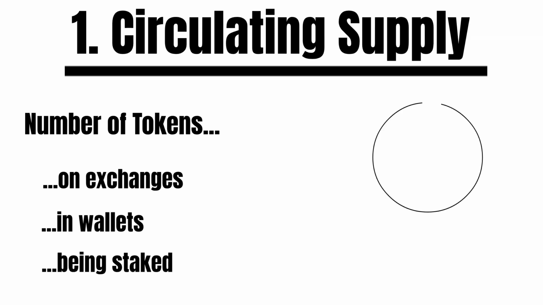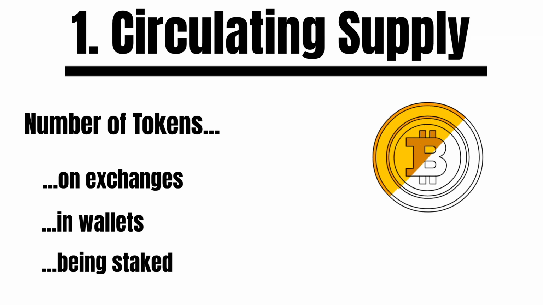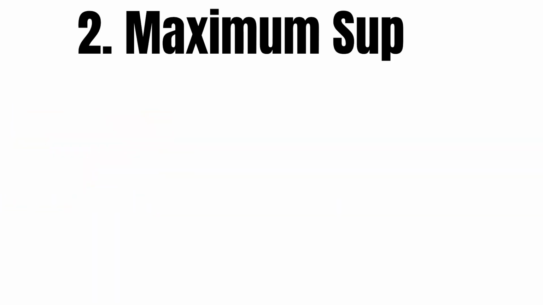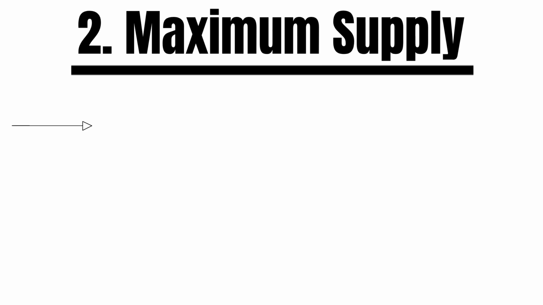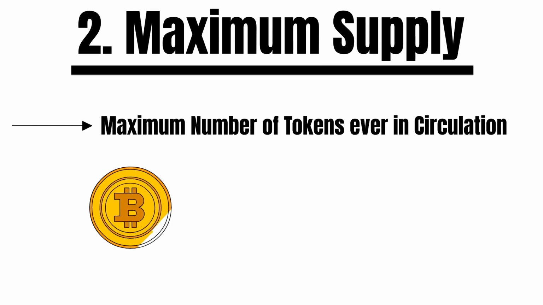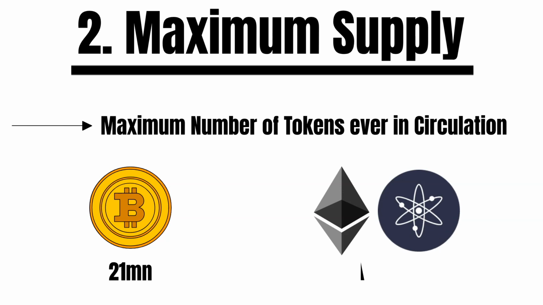If we look at Bitcoin, we can see that the circulating supply is 19 million of the 21 million which will ever be mined. This leads us to the second term, the maximum supply. This is defined as the maximum number of tokens that will ever be in circulation in the future. For Bitcoin, this is 21 million. On the other hand, there is no capped supply for other coins and tokens like ETH or Atom.